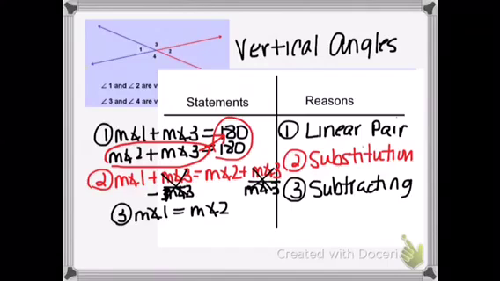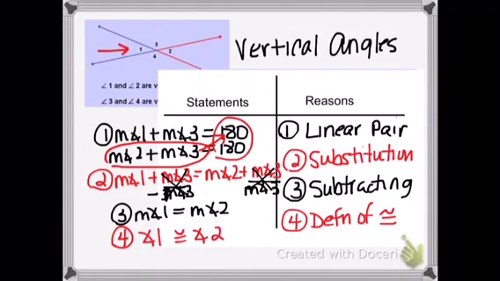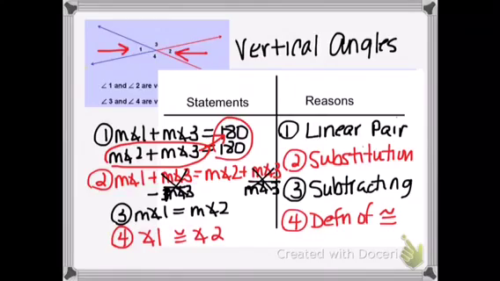And I know if angle 1 is equal to angle 2, then they have to be congruent, because that's the definition of congruent. So I could say angle 1 is congruent to angle 2, because the definition of congruence is if they're equal, then they're congruent. So I would say the definition of congruent. So if angle 1 is congruent to angle 2, we have proven that vertical angles are congruent.